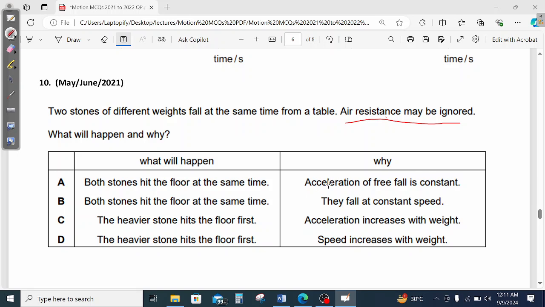So this is your correct option. Look at the reason: the acceleration of free fall is constant. Yes, your option is A. If you look at option B, this part is okay, but it mentions they fall at constant speed. No, they never fall at constant speed. The reason is that they are accelerating at 10 meters per second squared. It means the body is gaining more and more speed with the passage of time. So your option is correct.